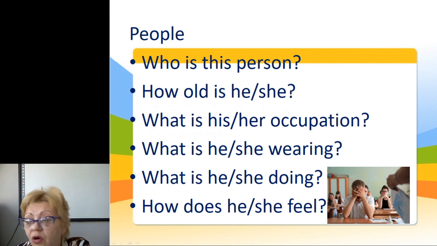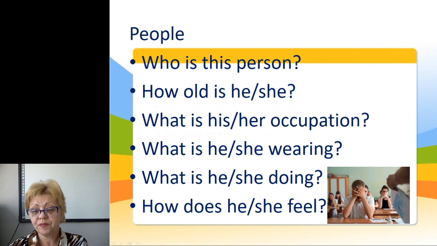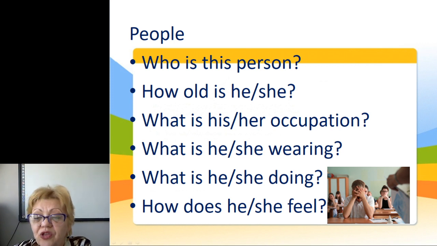What is his or her occupation? We have already said he is a student, high school student. What is he, she wearing? He is wearing a white short-sleeved shirt. What is he, she doing? So he's yawning. He closes his eyes with his hands. And how does he or she feel? How does he feel? You can say that he feels tired or bored.